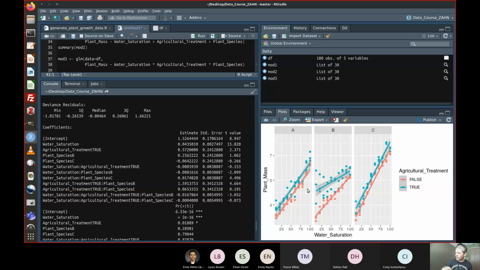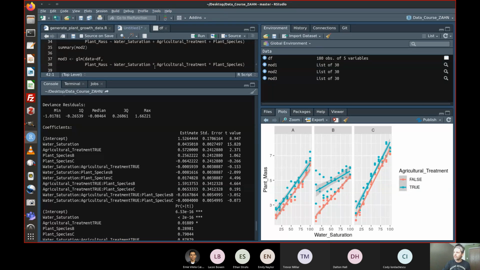In this plot, you can see that for A, the slope of the line between the two agricultural treatments looks the same. They're both going up at the same rate. Same for plant C. They're both going up at the same rate. But plant B, those look like different slopes to me. And that's probably what's bothering you. Am I right? Yes. Yeah. They have different slopes.